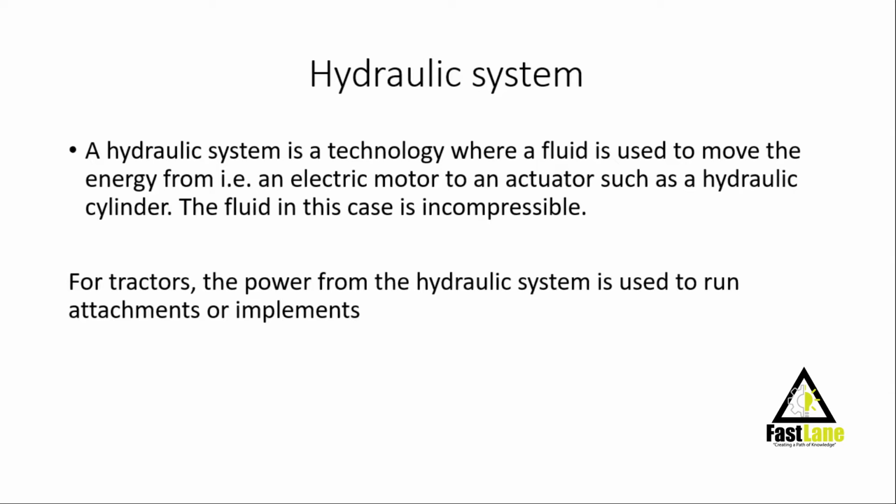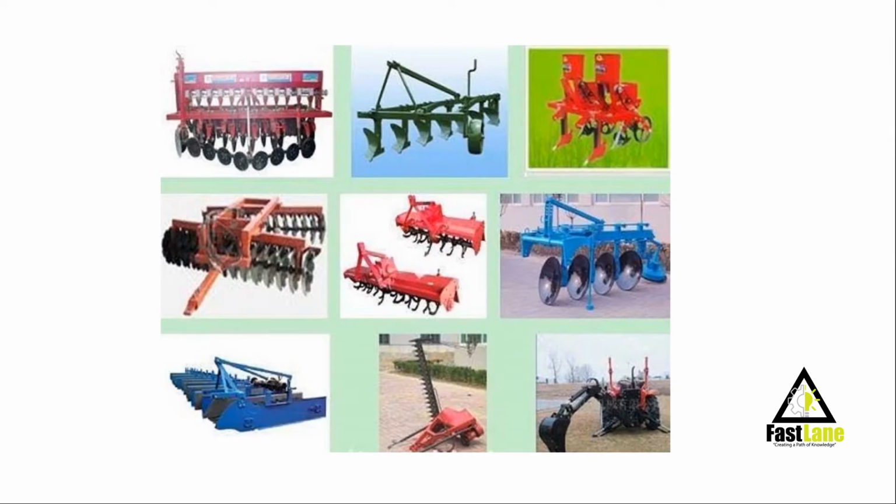So we could look at examples of implements. Now implements, these are attachments used to do work. For example, in the fields, in farming, we have the plow, we have the digger, which is used to dig into the ground. We have a cultivator, we have planters. So all these could be classified as implements.